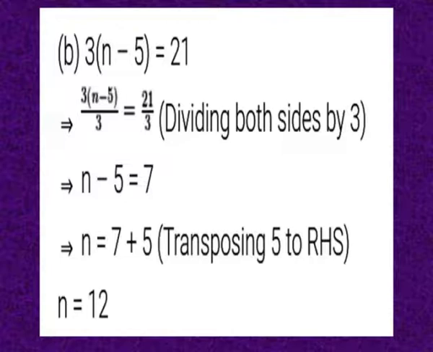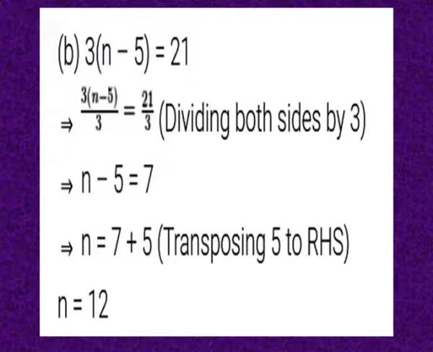Now we have to transpose this minus 5 to the RHS so that it becomes plus 5. Now our equation is n is equal to 7 plus 5, which implies n is equal to 12. Therefore, n is equal to 12, which is our required solution.